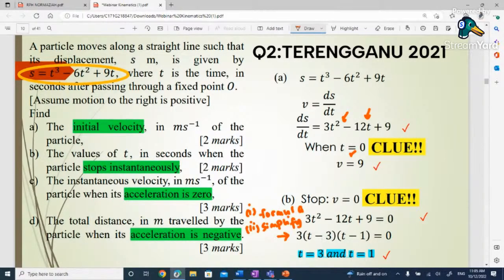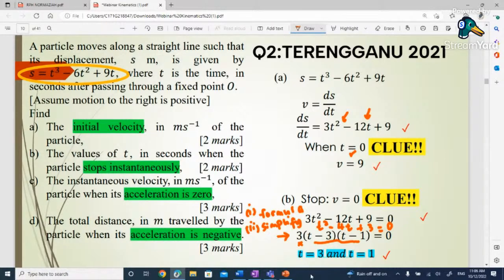Which means after you get 3t square minus 12t plus 9 equals to 0, awak simplify with divide by 3. When you simplify with divide by 3, awak akan dapat t square minus 4t plus 3 equals to 0. Barulah awak guna yang ni sahaja. Yang ni tak payah. Itu yang selamat.